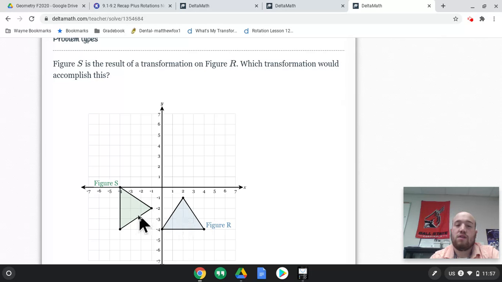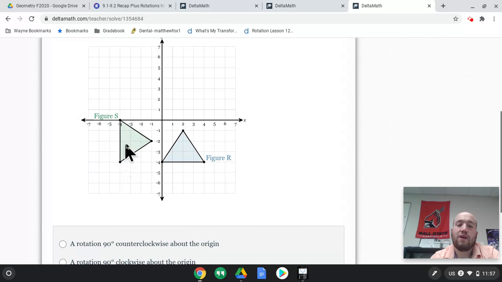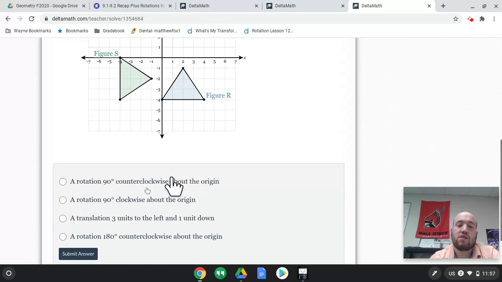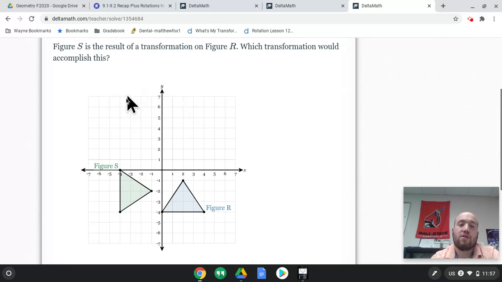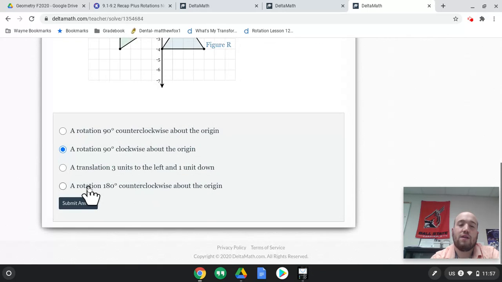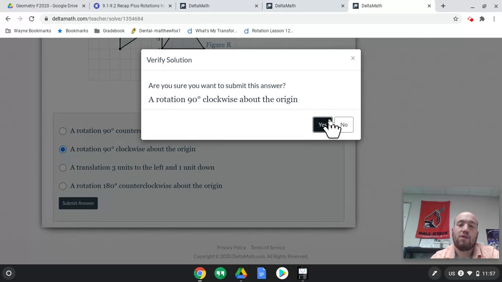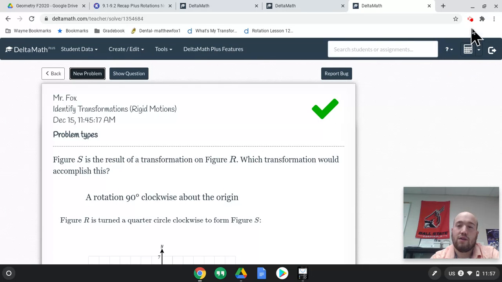If you turn your head, you see that it matches up. Okay, this would end up there, and it's 90 degrees clockwise. Okay, so 90 degrees clockwise. Now, just in case that wasn't a choice, it also could have gone counterclockwise, but it would have been 270. So all we have to do then is submit our answer, and we're good.